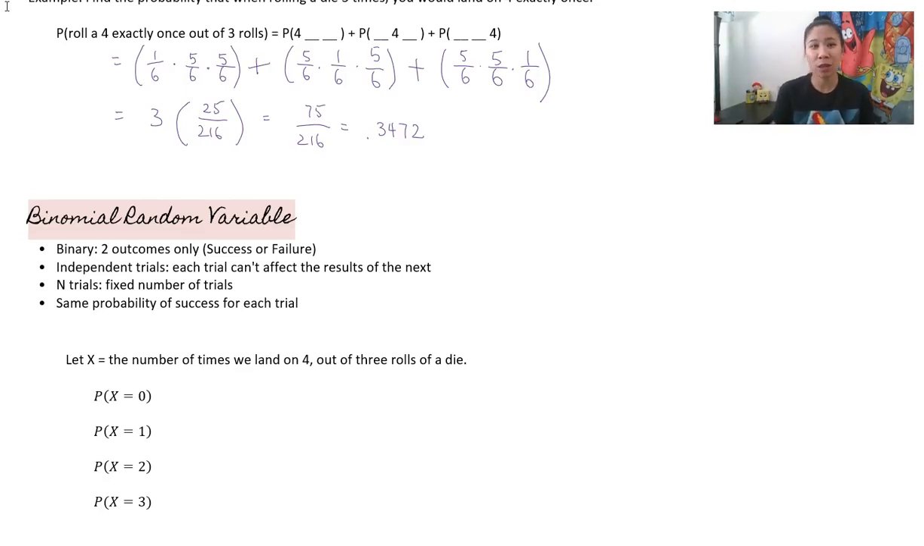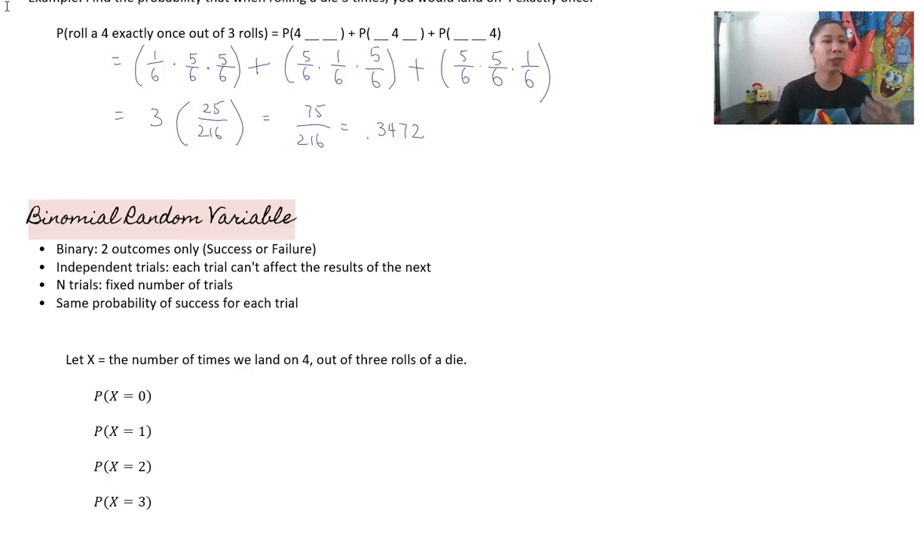All the different outcomes of X would be numbers from 0 to 3, because the least amount of successes that we could get is 0, meaning out of 3 rolls, we don't land on a 4 once. So all of them are numbers other than 4. We could land on a 4 once, we could land on a 4 twice, we could land on a 4 3 times, because that's the maximum. So out of 3 trials, the maximum is always going to be the same number as your total number of trials.